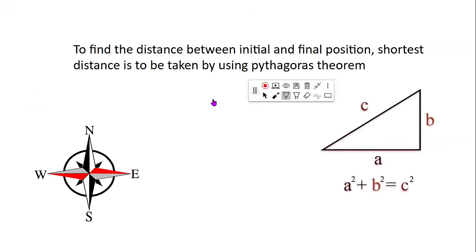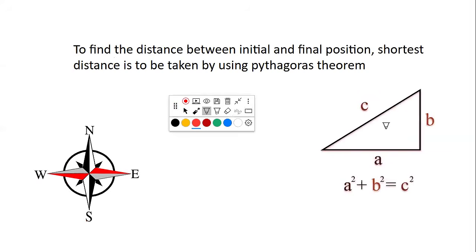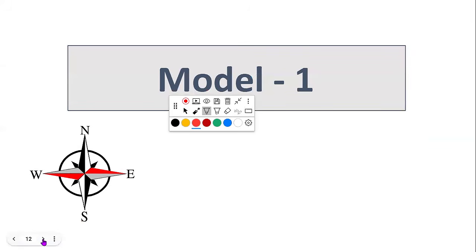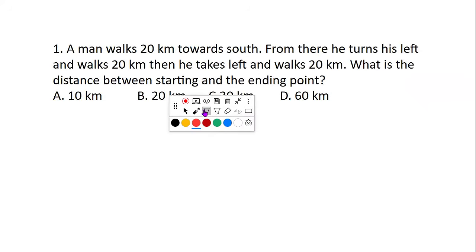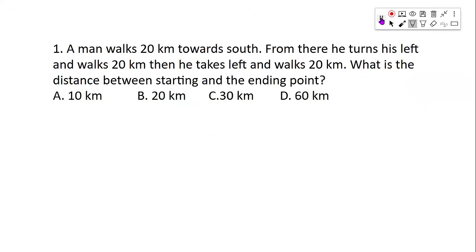Okay, we use the Pythagoras theorem also, to calculate the hypotenuse. How to calculate the hypotenuse c? It is a squared plus b squared equals c squared. The Pythagoras theorem is also very important in direction tests. Okay, model 1. Look at this question and try to draw and then answer it. Drawing will help you to get focused.